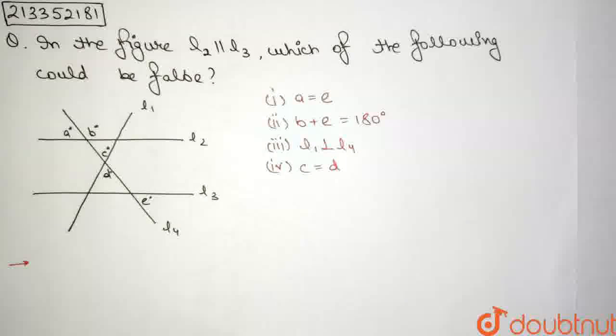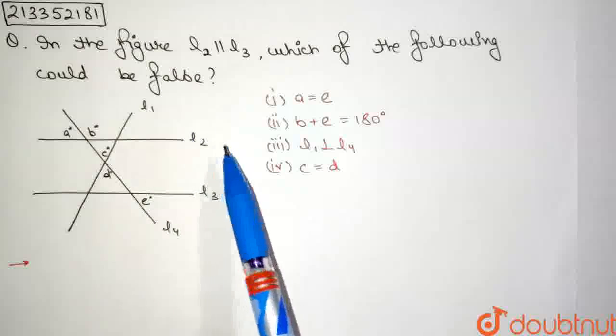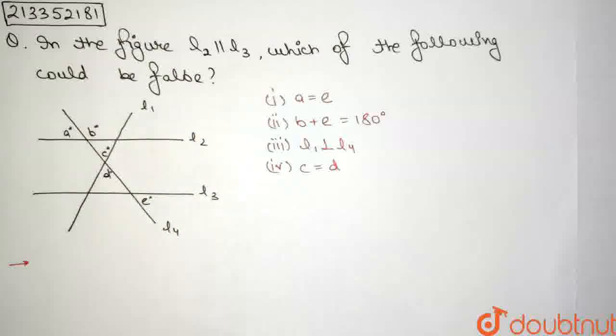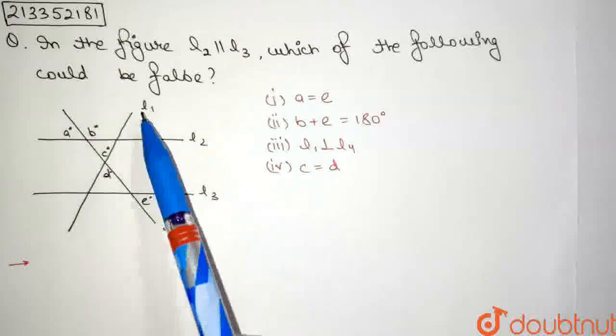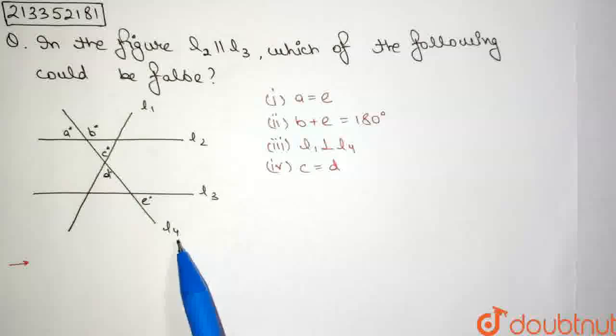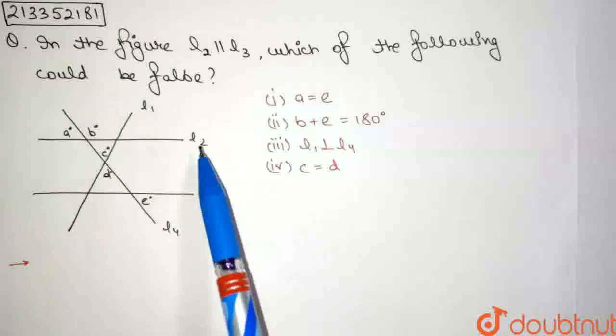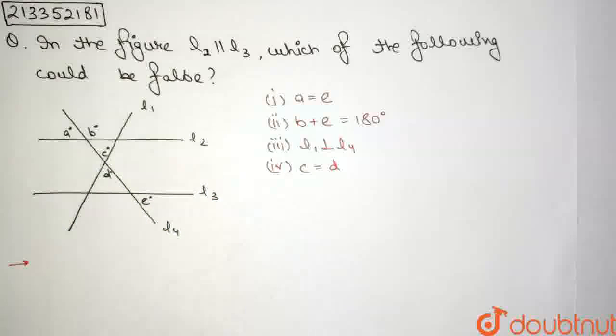So if we look at the figure, we can see there are four lines, L1, L2, L3 and L4. And it has been told to us that L2 is parallel to L3. So there are two lines, L1 and L4, about which we don't have much information. They are just intersecting or crossing the two parallel lines, which are L2 and L3, right?